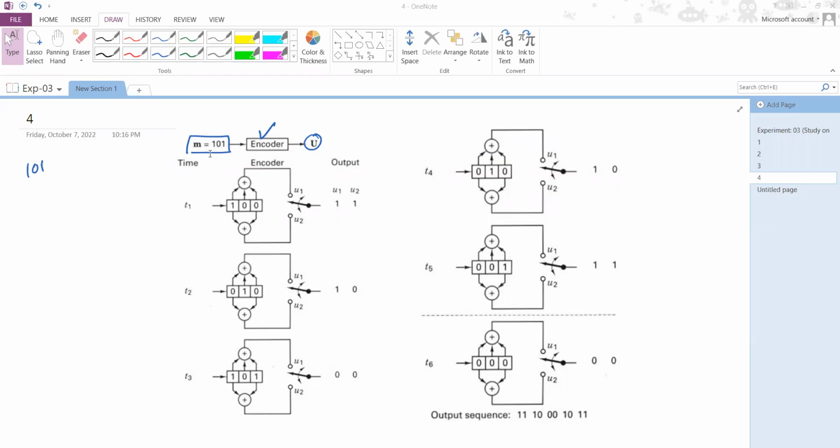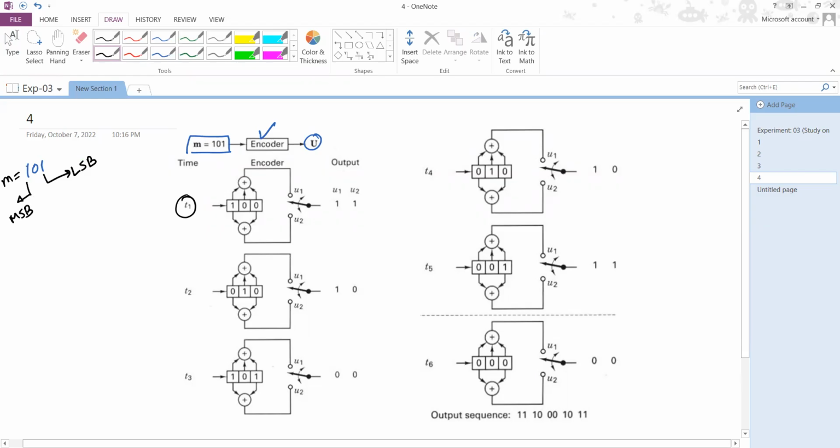Now at time t equal to t1, at first, we are going to send this message bit. We'll start from the LSB and continuously go toward the MSB part. So 101, this is our message bit that we want to send here. At time t equal to t1, we'll have to insert this value of 1, that means the LSB, into this shift register.